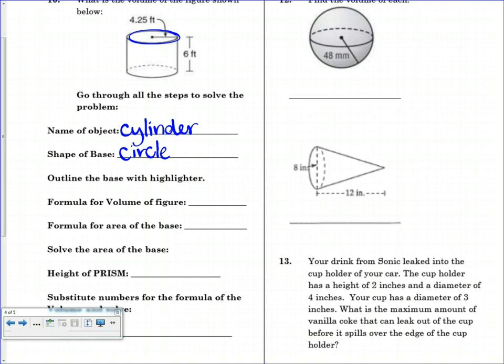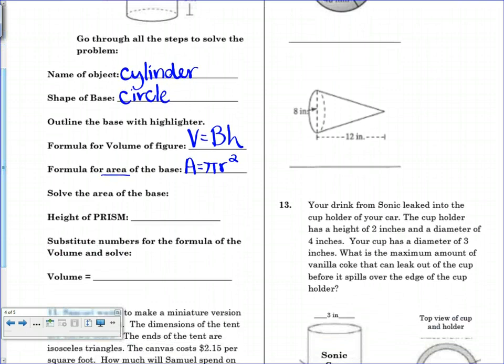Formula for the volume of the cylinder, that's what we just did. Capital B times H. Formula for the area of the base. It's a circle, so it's pi r squared. Solve for the area of the base. So we're going to do 3.14 times 4.25 squared, which is 56.7. That's the area of our base.